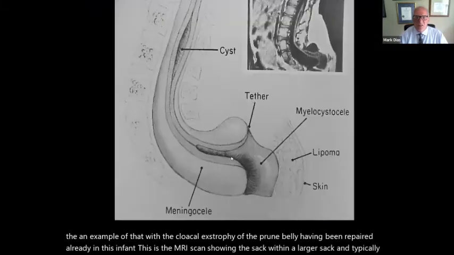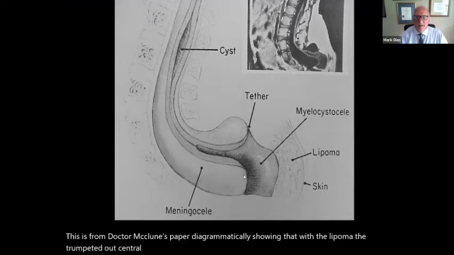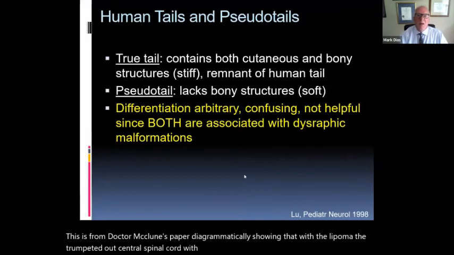This is from Dr. McLone's paper, diagrammatically showing that with the lipoma, the trumpeted out central spinal cord with the surrounding dural sac as well. Human tails and pseudo tails.